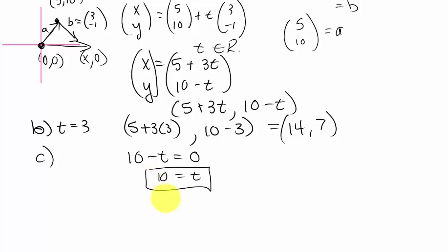So that means that if we have an initial starting position at 5, 10, and then we use the constant velocity vector to travel, which is 3, -1, we will be back at y is equal to 0 after 10 seconds. Or actually, just kidding, 10 minutes. This question is in minutes.